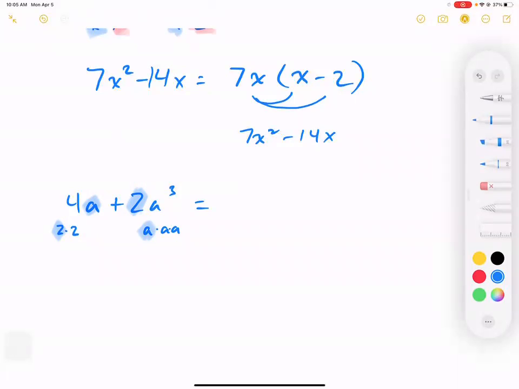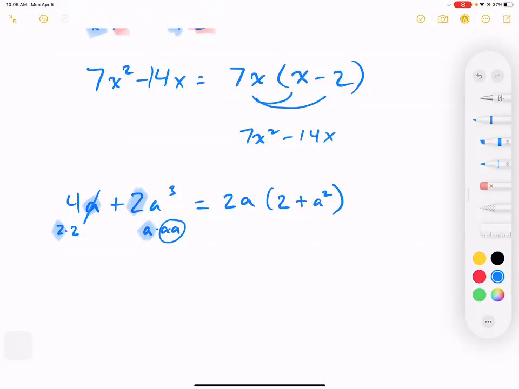So let's go ahead and take out the 2a. See, they both have a 2a in common. If I take out 2a, what do we have left? Since we took out the a, we only have a 2 left in the front. And since we took out 1a, we still have 2 a's in the back. A squared.